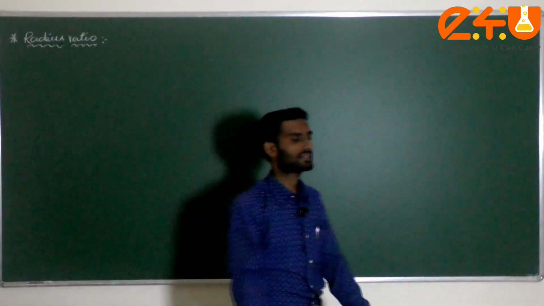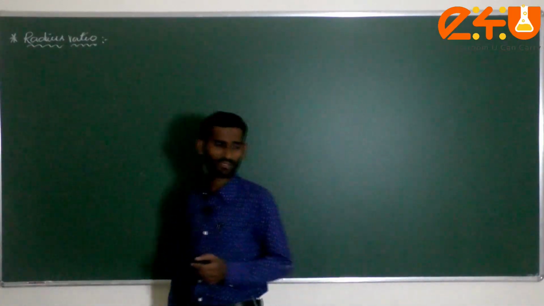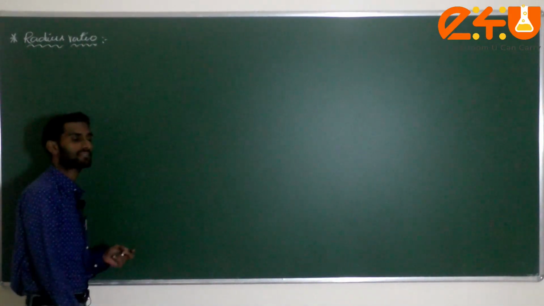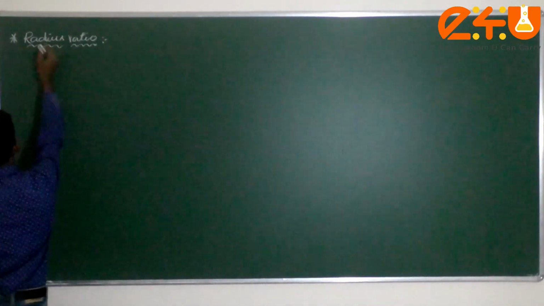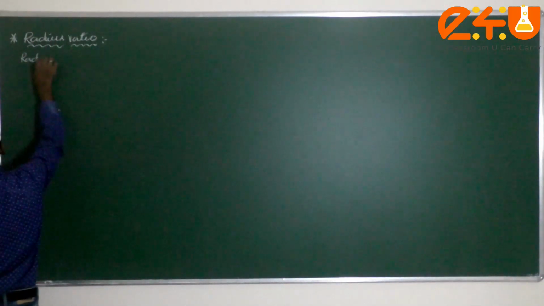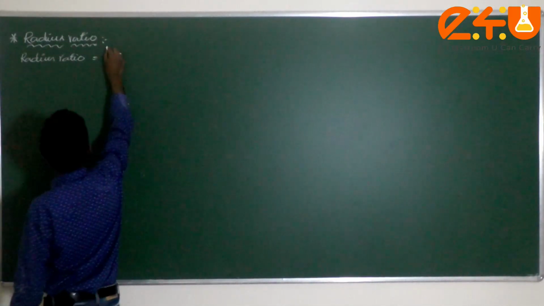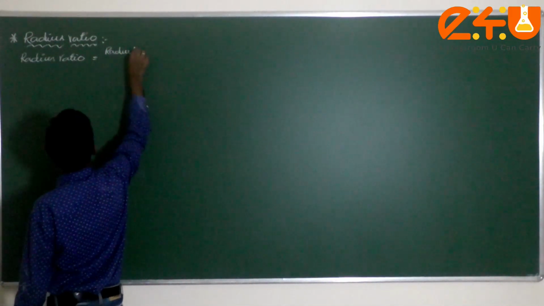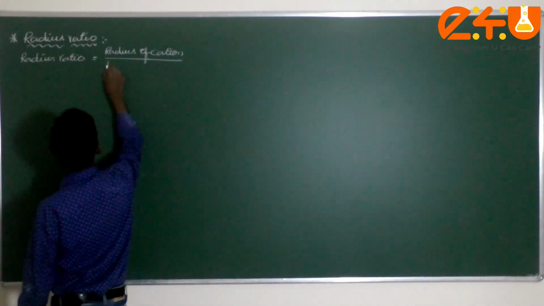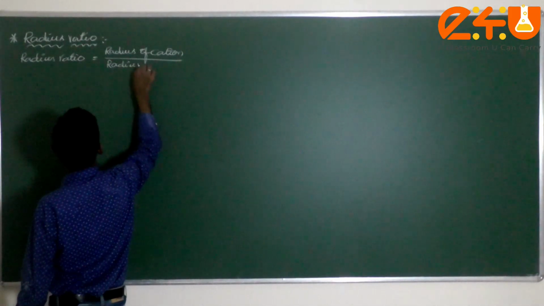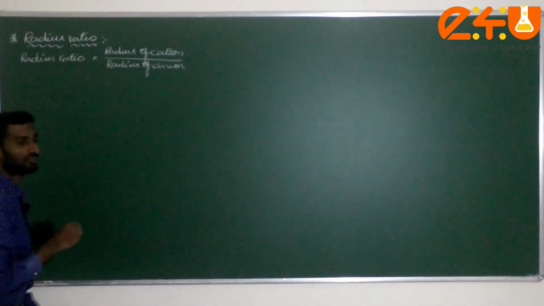What is meant by radius ratio, dear student? In the name itself, it is the ratio between the radius of the cation to the radius of the anion. What I am writing here: the radius ratio is equal to the ratio of the radius of the cation to the radius of the anion. This is the general formula, dear student.